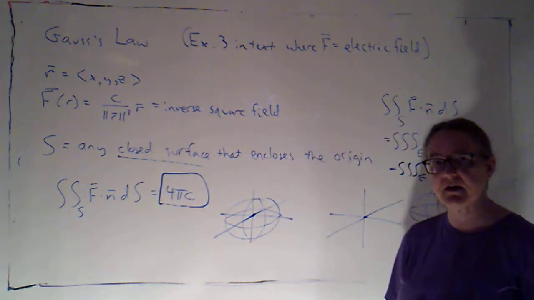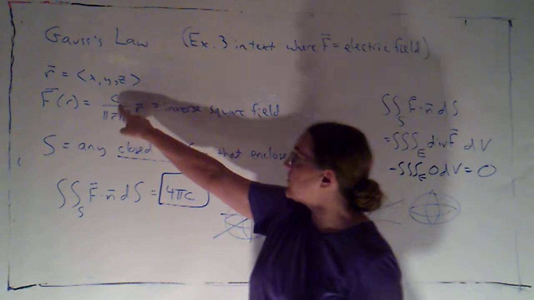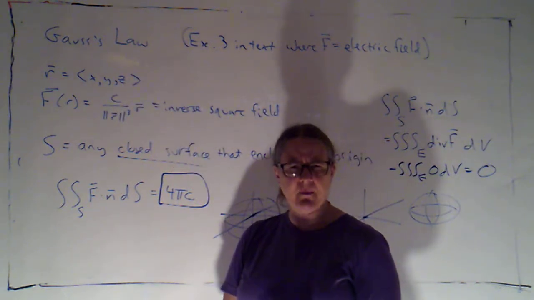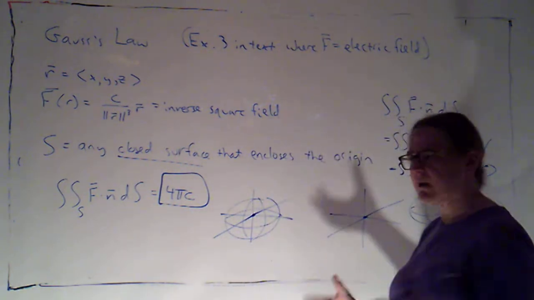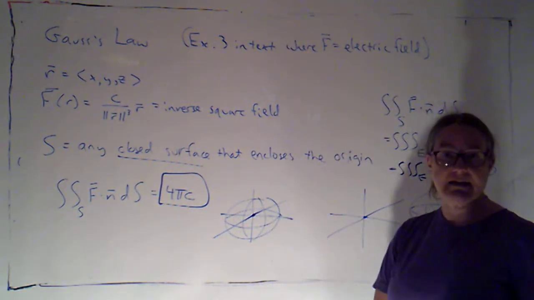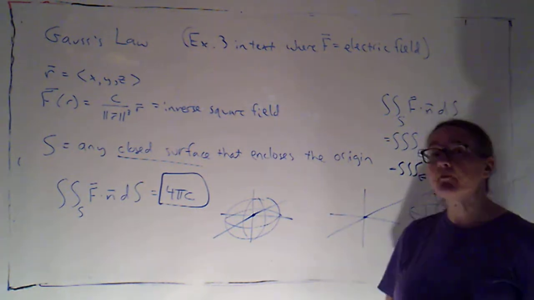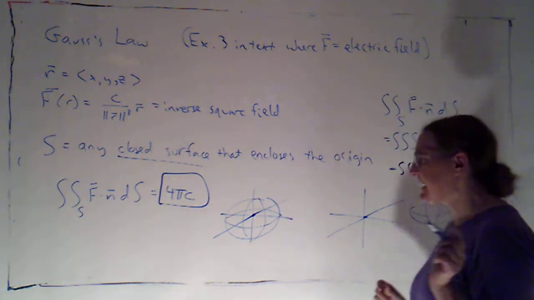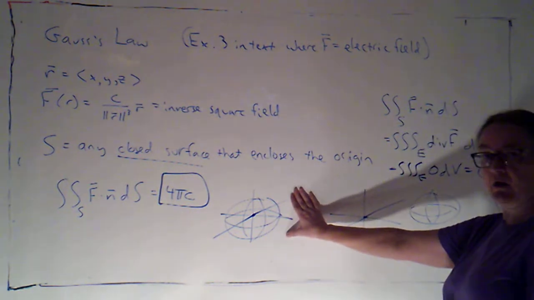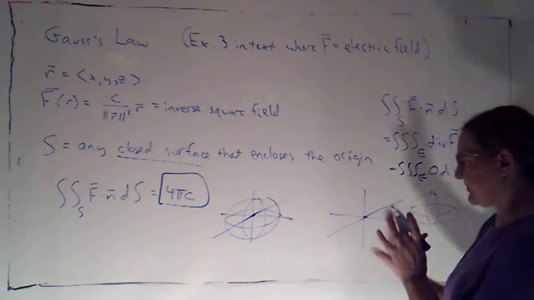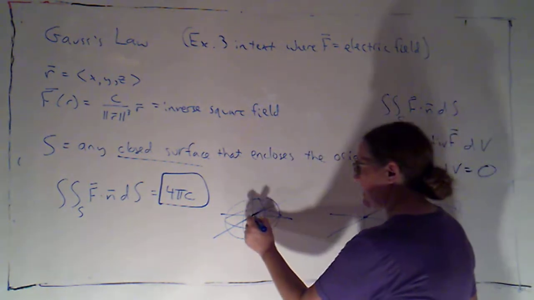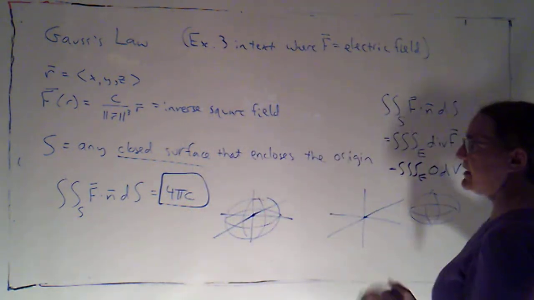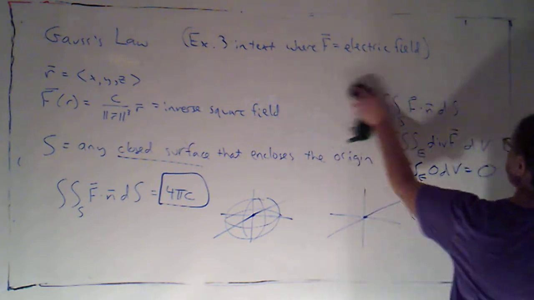It's always going to be 4 pi times c, where c is the constant that shows up in the inverse square field. That's kind of amazing, okay? That it's going to be the same regardless of what the surface is. And we're actually going to prove that using the divergence theorem. But like I said, I can't use the divergence theorem directly because right now the divergence is undefined at part of the enclosed region. So we're going to have to modify things a little bit in order to actually prove this.